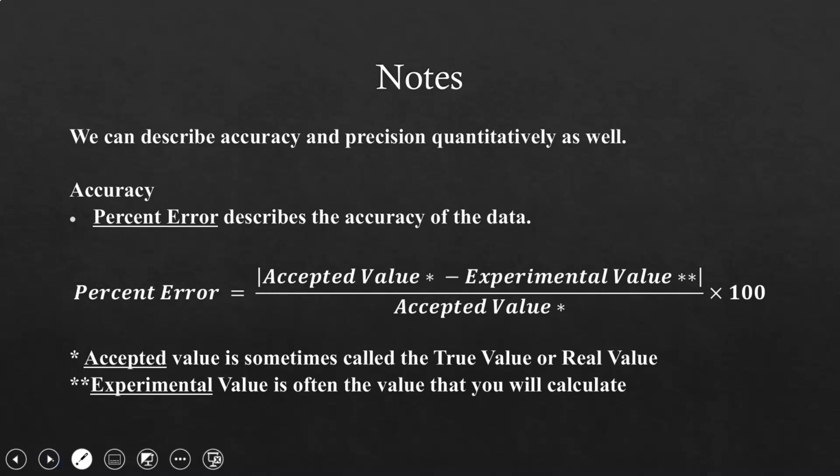We can describe accuracy and precision quantitatively as well, where accuracy is percent error, and you want to write this equation down in your notes. This is the absolute value, so percent error is always going to be a positive number here because this is an absolute value. These are not multiplying numbers here. They are tied to these 2 asterisks below, where the accepted value is sometimes called the true or real value. And I want to add some notes in here. This is often one you will calculate.